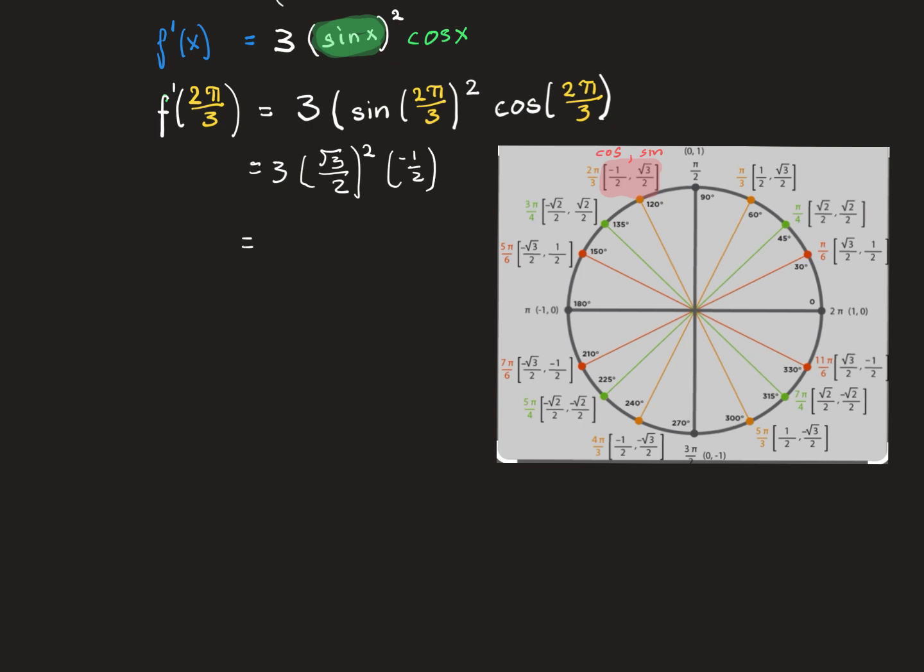And that will be 3 times 3 on 4, if you square it, and minus 1 on 2. This is going to make minus 9 over 8. And that is equal to the gradient at x is equal to 2 pi on 3.